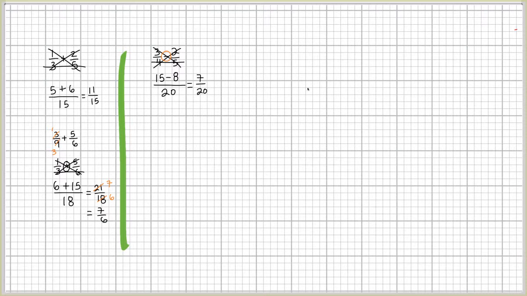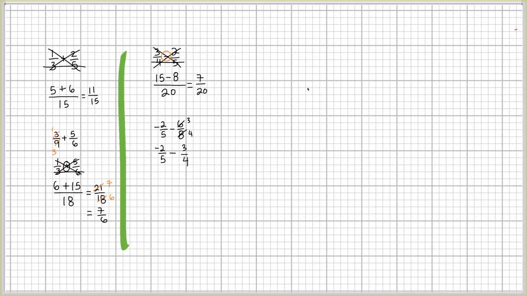All right, let's try another problem. Negative 2 over 5 take away 6 over 8. And here you can tell that we have a negative and a subtraction. So what are we going to do? Not a problem. But before we start the pattern, let's reduce 6 over 8. 2 goes into 6 3 times. 2 goes into 8 4 times. Let's rewrite that. Negative 2 over 5 take away 3 over 4.